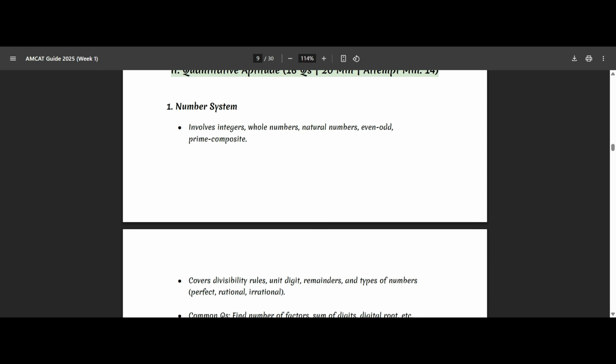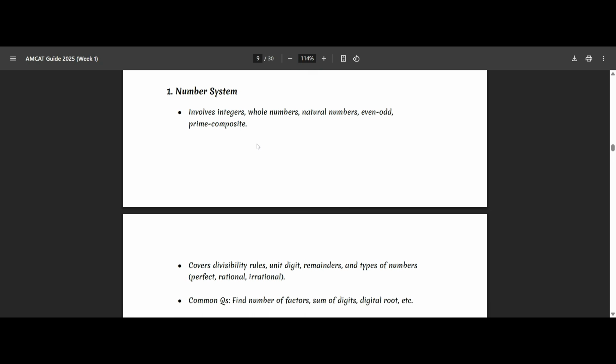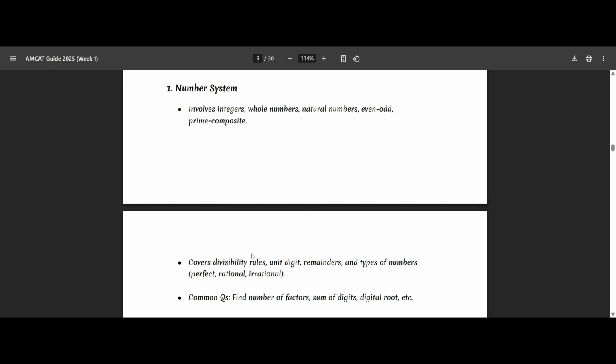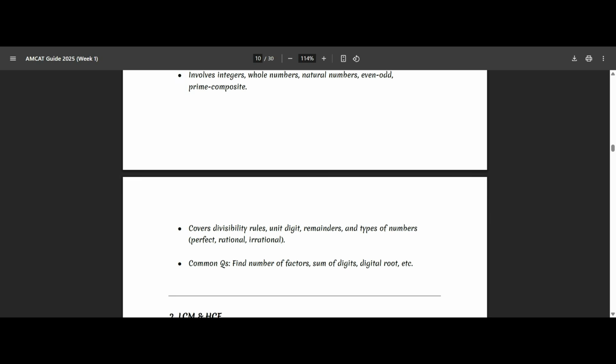Number system involves integers, whole numbers, natural numbers, even, odd, and prime composite. Covers divisibility rules, unit digit, remainders, and types of numbers, perfect, rational, and irrational. Common questions are usually from find number of factors, sum of digits, digital root, etc.